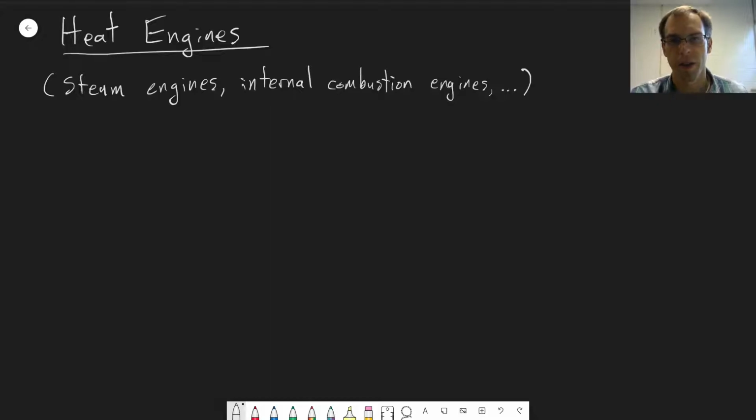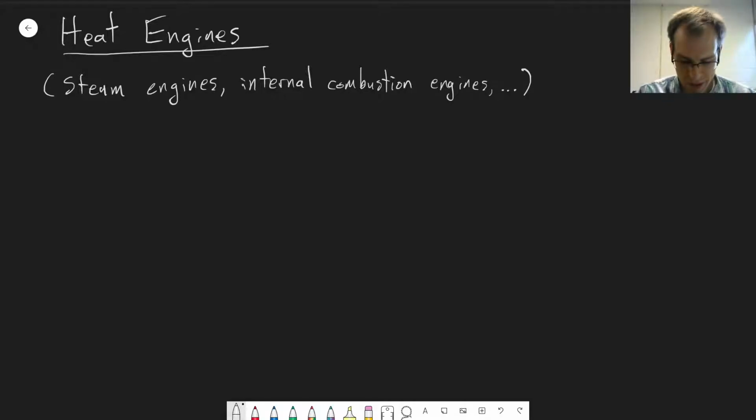Our final topic we're going to talk about with entropy is the idea of heat engines. The initial thermodynamic description of heat engines was a big part of the development of thermodynamics back in the time of steam engines. And similar ideas are still relevant to internal combustion engines and things like that.